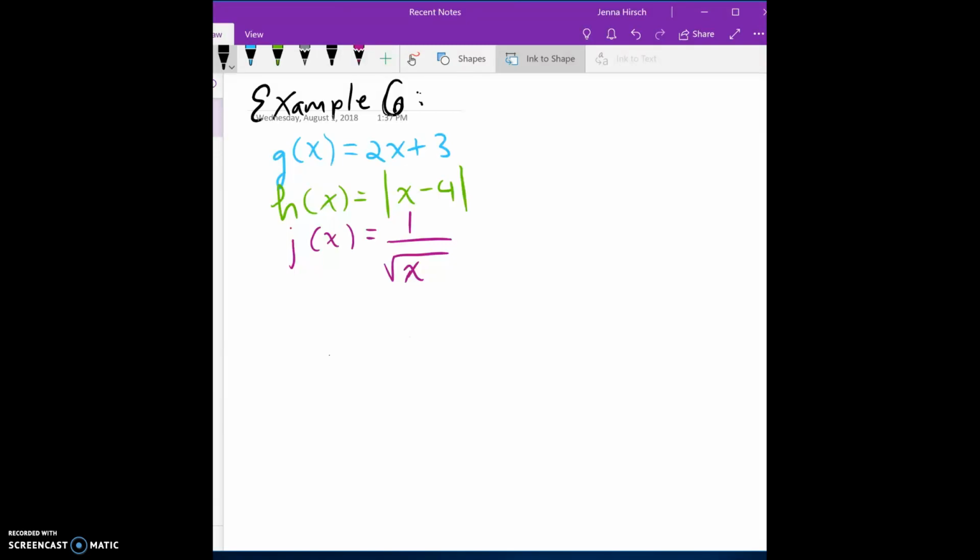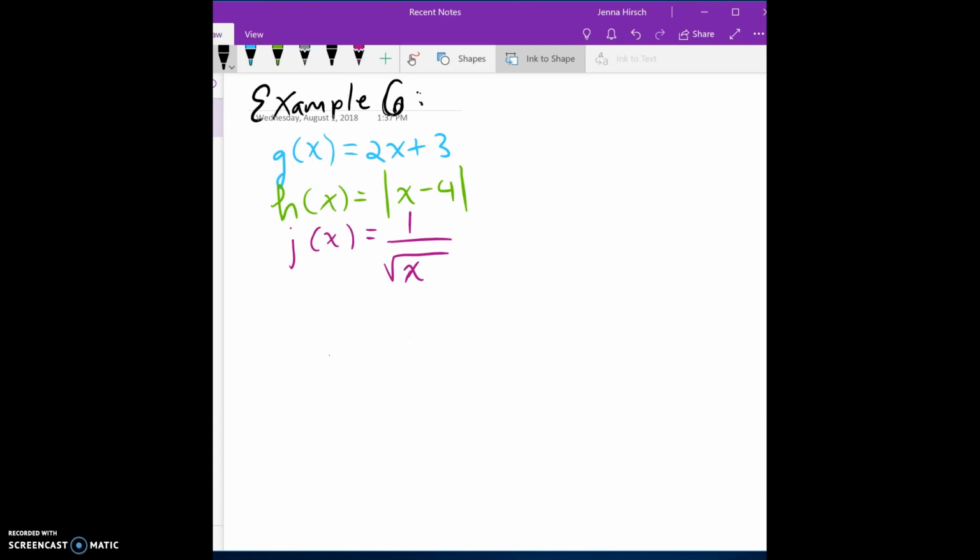It's possible for us to compose multiple functions together, just not two functions. So for example, number 6, we're going to look at how we can compose 3 functions together. G of x over here in blue is equal to 2x plus 3, a nice linear function. H of x is equal to the absolute value of x minus 4. We have an absolute value function.